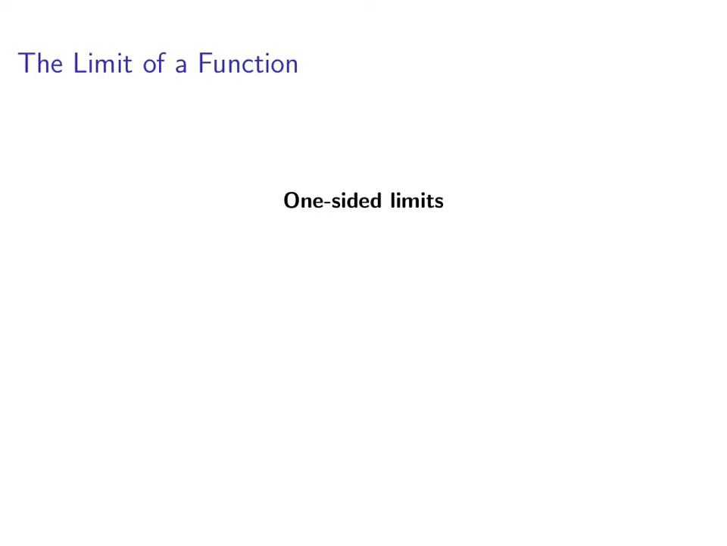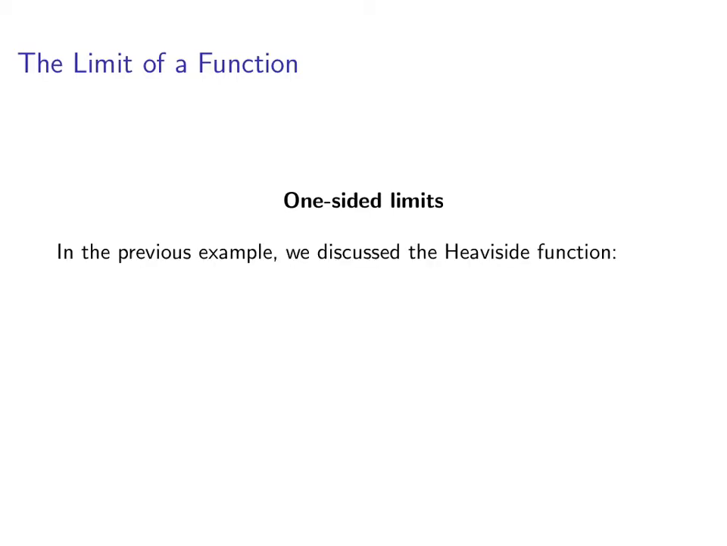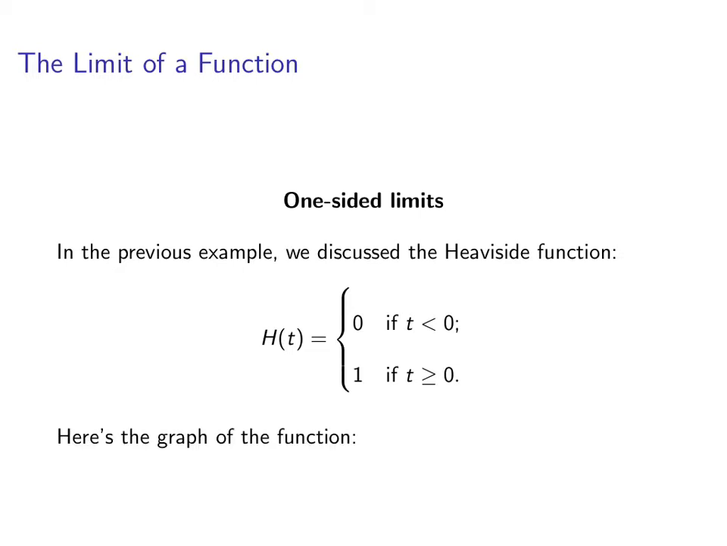Hello, calculus fans. Let's talk about one-sided limits. Now, in our previous example, we talked about the Heaviside function, which looks like this. H of t is equal to 0 if t is less than 0, and it's 1 if t is bigger than or equal to 0. Let's look at a graph.